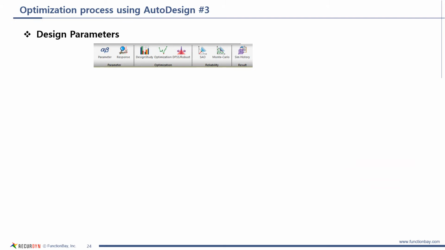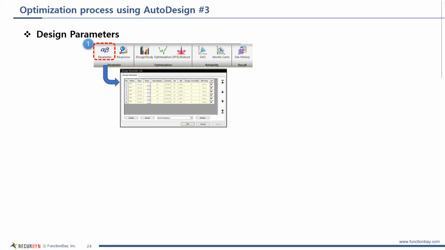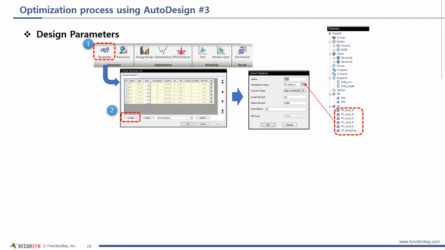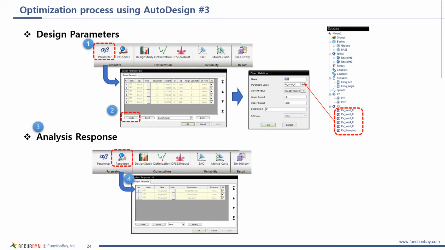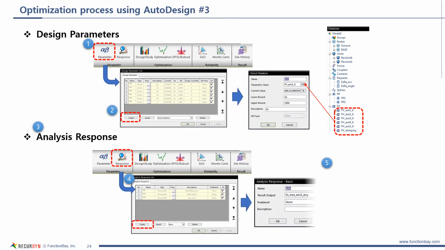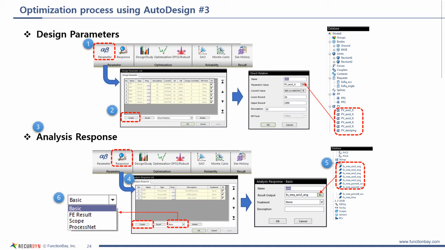Now, let's create the design variables and performance indices using RecurDyn AutoDesign. First, create design parameters. They are used as design variables later. You can set the parametric values to each design parameters. After that, create analysis responses using expressions. You can set the parameters for analysis response in this dialog. You can set the appropriate expression in this dialog. For your information, you can use scope, processNet, or flexible body results for analysis response here.